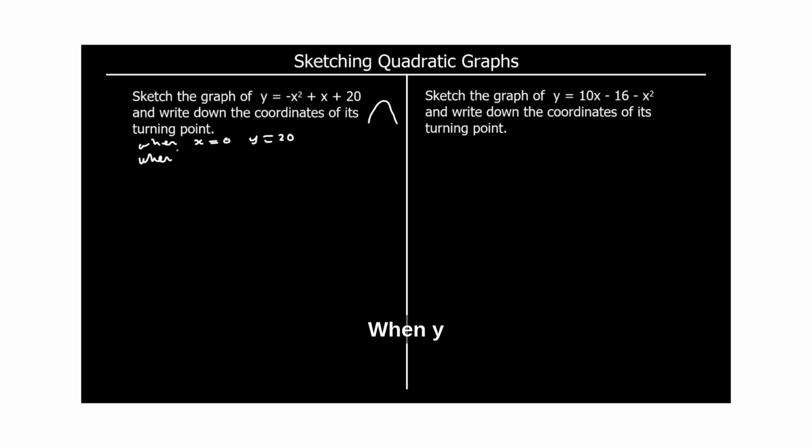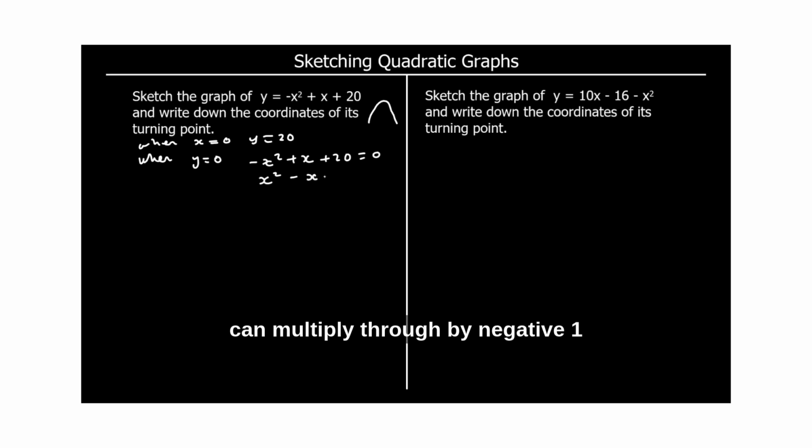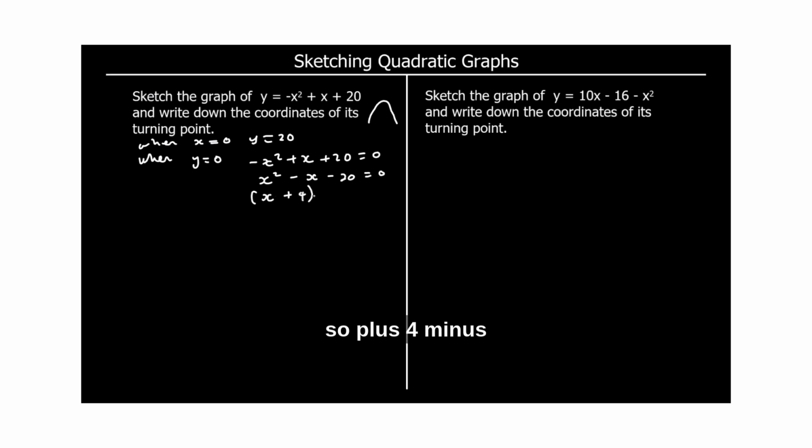When y equals 0, we've got negative x squared plus x plus 20 equals 0. We can multiply through by negative 1 to make it a bit easier for ourselves. And then this is factorized again, 4 times 5. So plus 4 minus 5. So x is negative 4, or x is 5. That's where it crosses the x-axis.